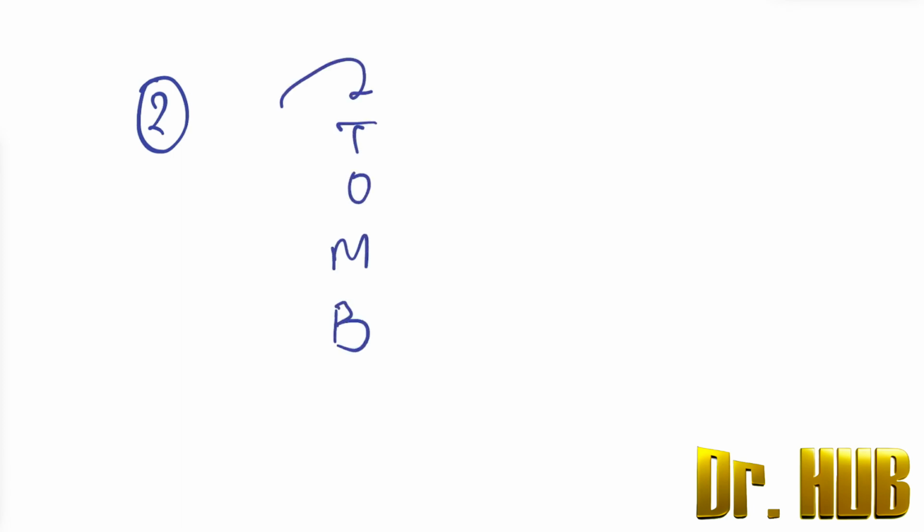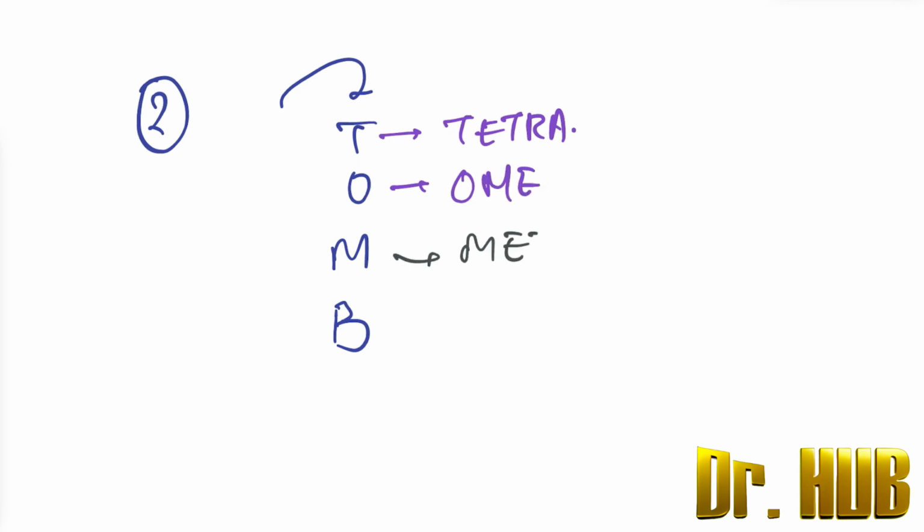Now we move on to the second variety. In the second type, there is a mnemonic of TOM B. So this stands for the T for the tetracycline and O for the omeprazole, then M for the metronidazole and B for the bismuth.